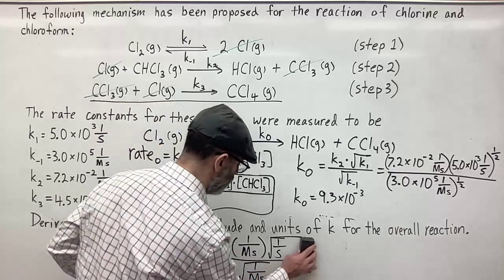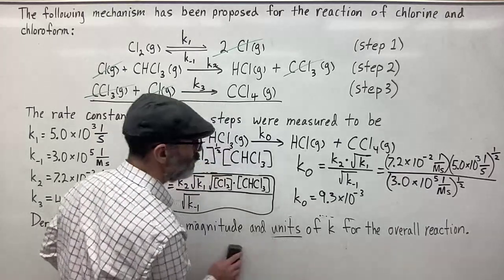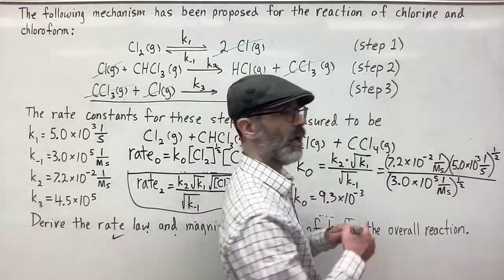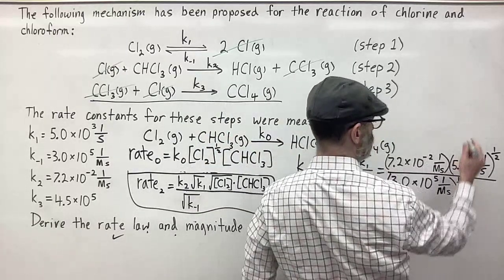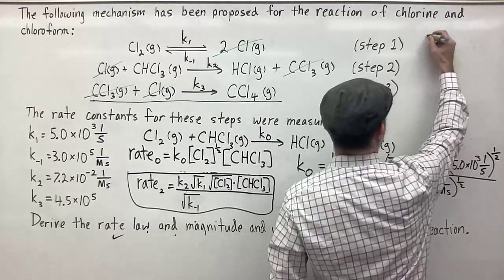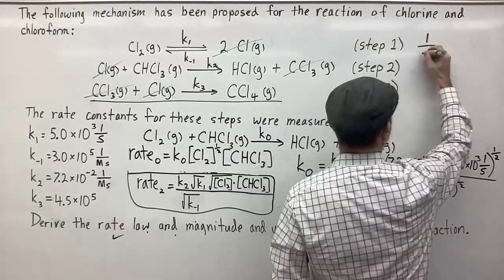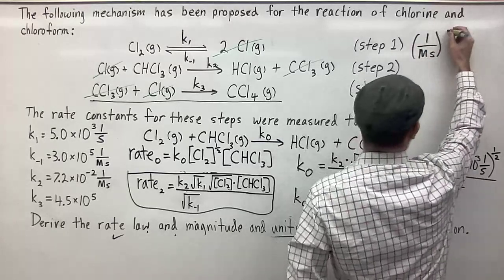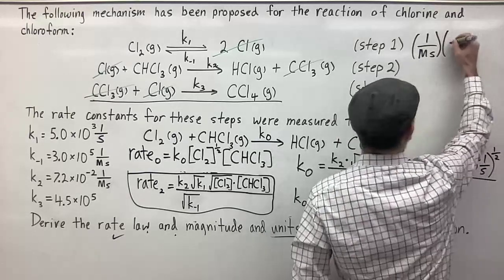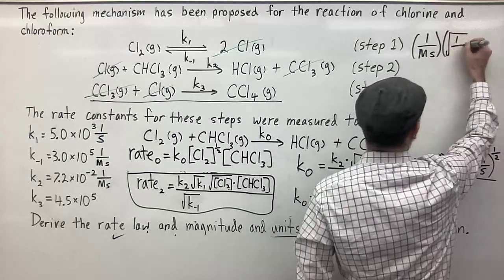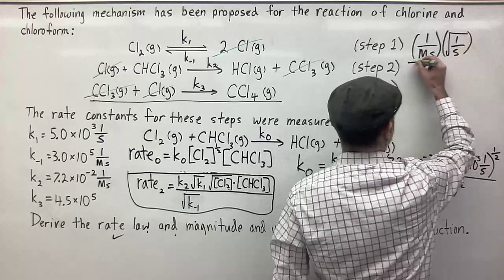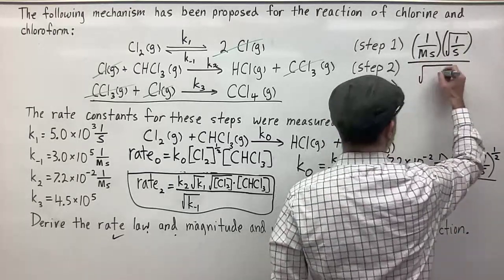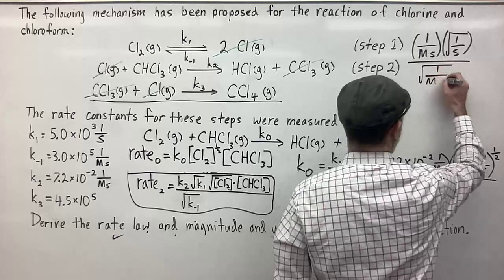Let me find space here. Okay, I'll do it up here. We have space up here. So I'm going to take this again. Sorry about that. So I have 1 over molar seconds multiplied by the square root of 1 over seconds over the square root of 1 over molar seconds.